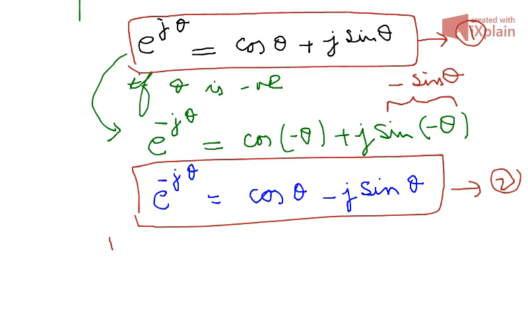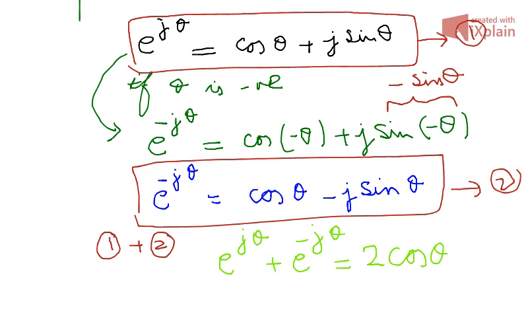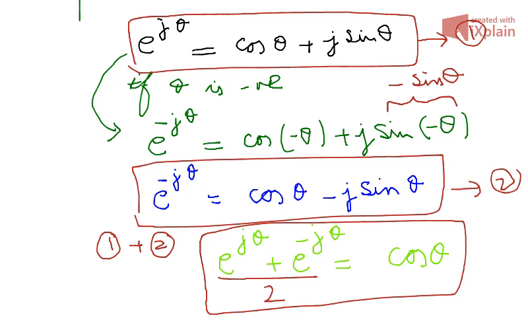So if we add 1 and 2, what do you get? You would have e raised to the power j theta plus e raised to the power minus j theta equal to 2 times cos of theta, right? And you can rewrite it, so you have cos of theta is equal to e raised to power j theta plus e raised to power minus j theta over 2.